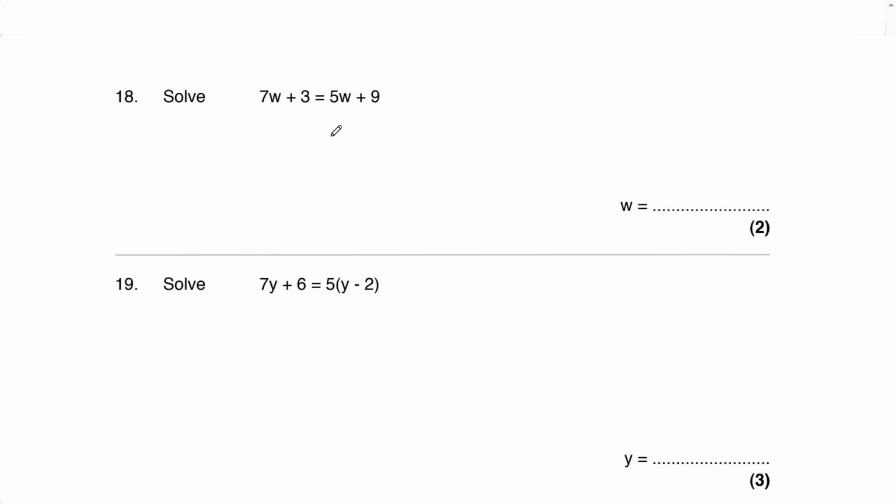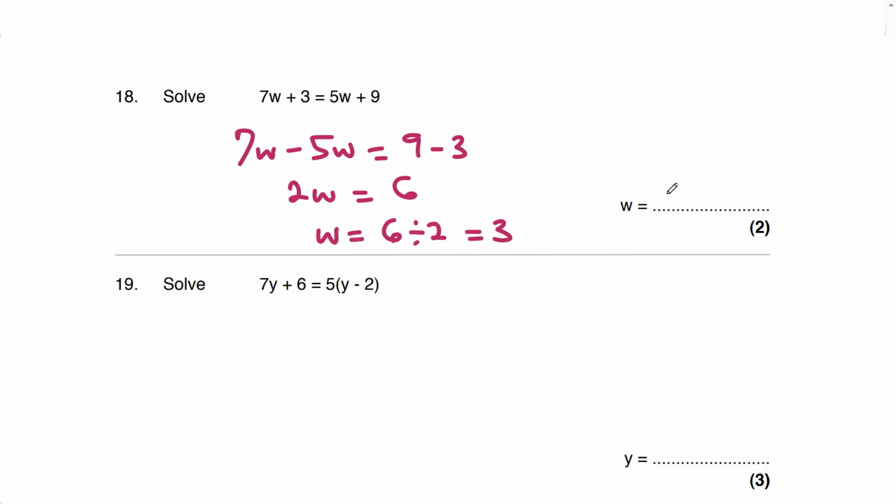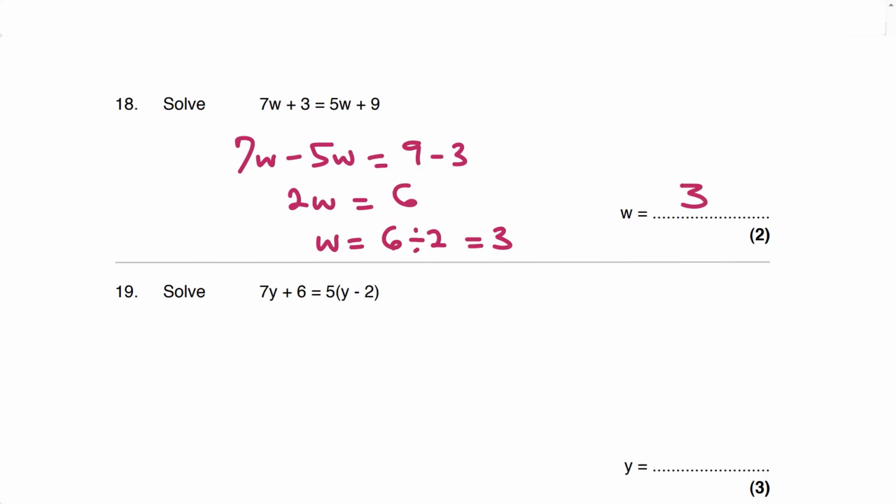Now, why I do this is so that all w's can come to the left side and every other number without any letter goes to the right-hand side. So this simplifies to 7w minus 5w is equal to 9, and subtract 3 on both sides, you have 9 minus 3. Now, if you simplify this, you get 2w is equal to 6. And w will become 6 divided by 2, and that's going to give you 3. So we know w is definitely going to be 3.